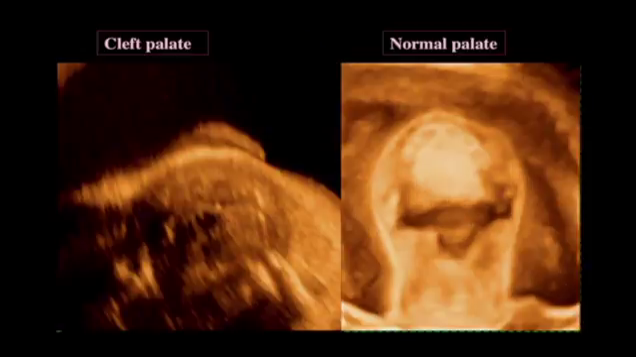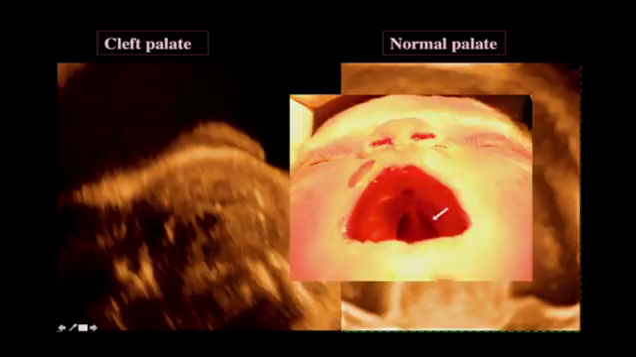And let's compare that with a fetus that had a cleft palate. So this is the normal palate, and this is looking up at the palate from inside the mouth. And you can see there's a big hole, a linear sort of hole in this palate. You can compare that to the actual path specimen.